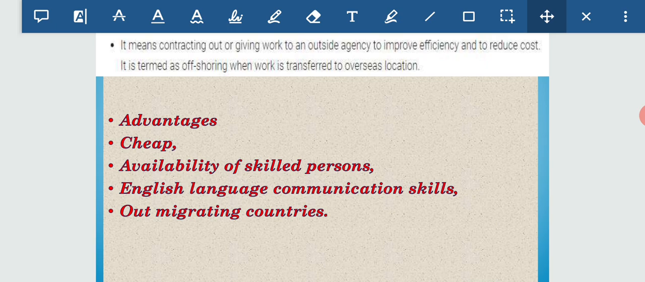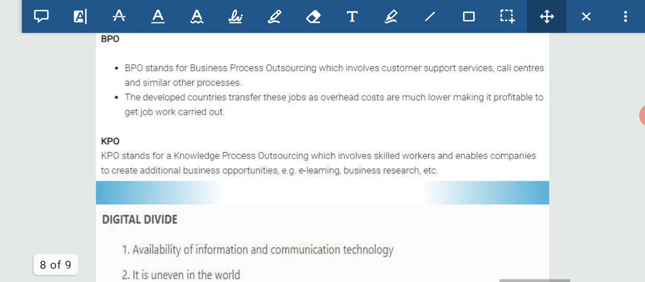From out-migrating countries means they are able. Now I am sitting over here and I can do the work for the outside agency present in America. So this is out-migrating countries without my physical movement, with my technical skills, with my technical knowledge. And another one is doing the work with information technology, ICT. Due to these activities, with the help of information technology, outsourcing has developed on a large scale for the developing nations.